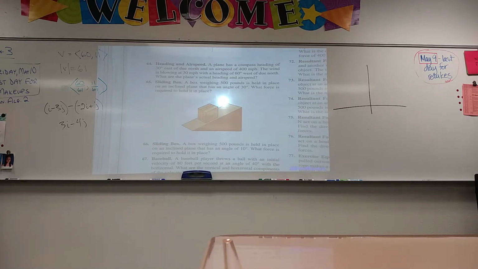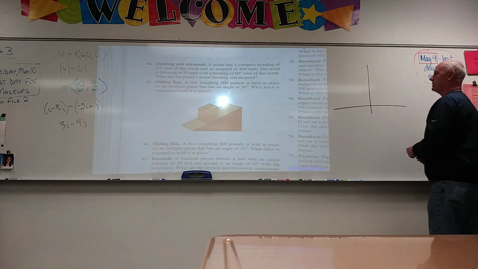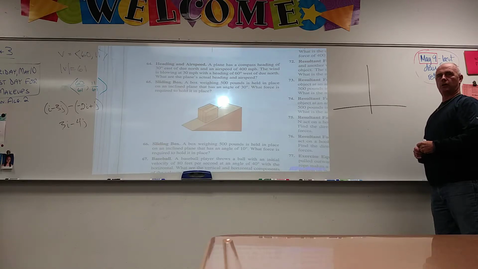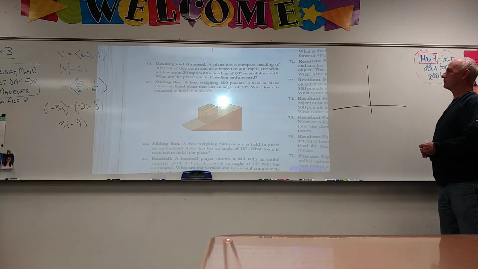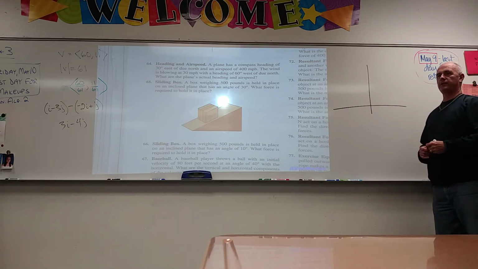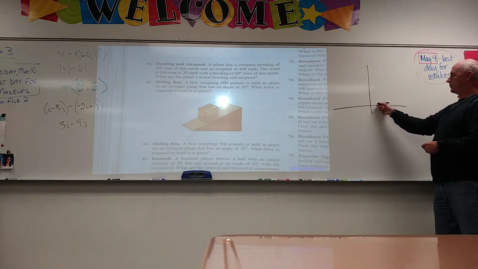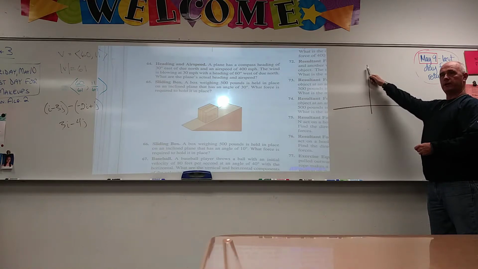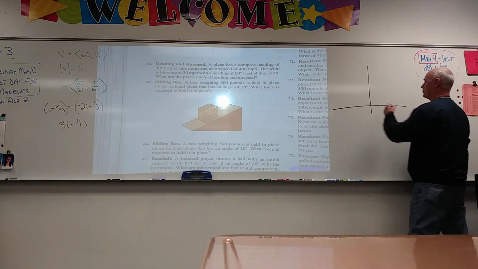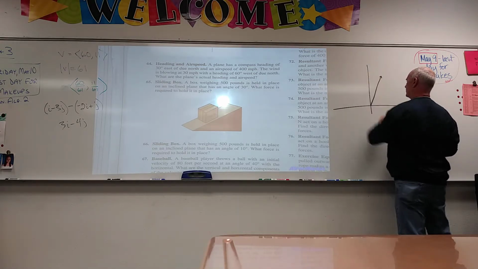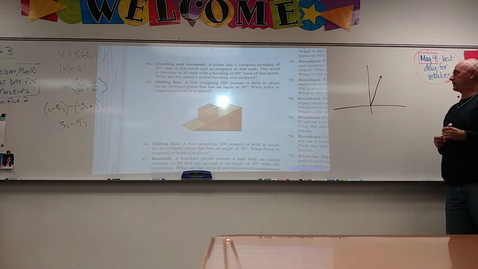So, the plane has a compass heading of 30 degrees east of due north at an airspeed of 400 miles an hour. We should draw a vector. Where should we draw that vector? 30 degrees from here? Yes. Which way? To the right, east of due north. So we're doing a vector. Is that a fair looking vector?